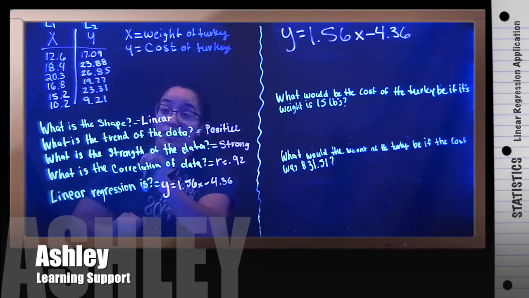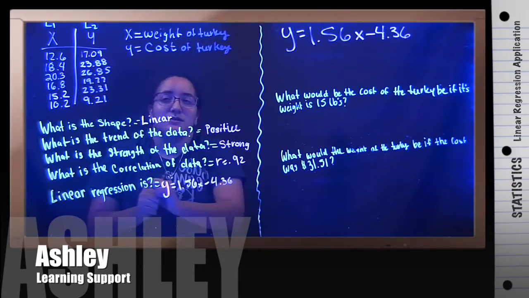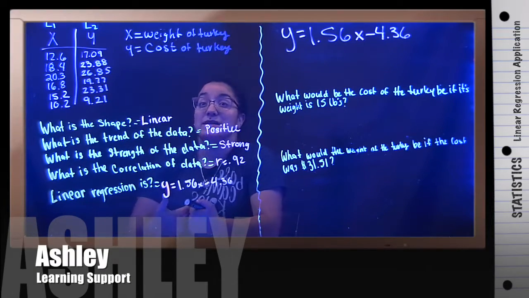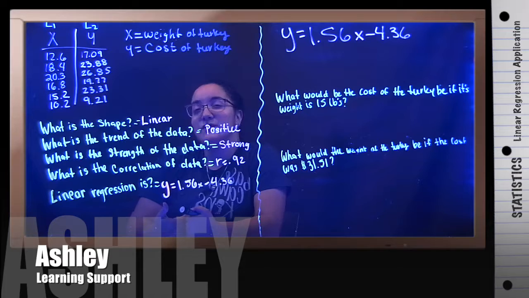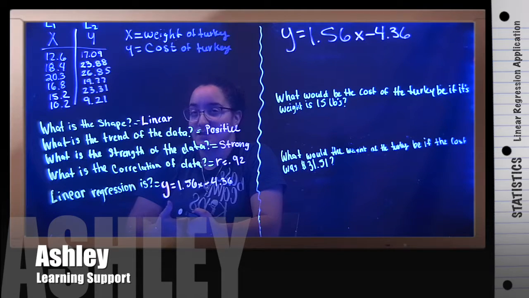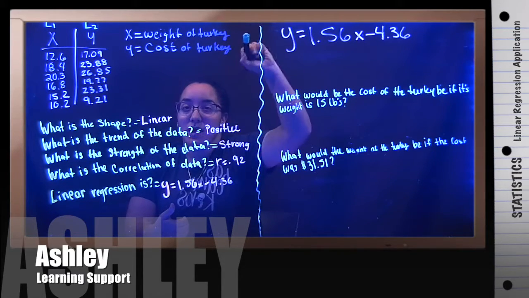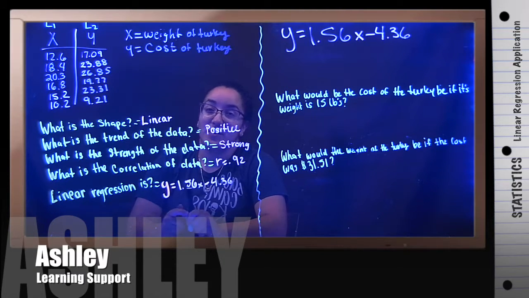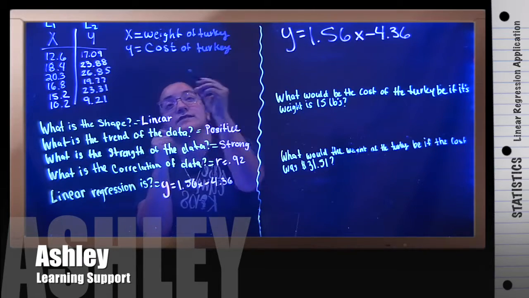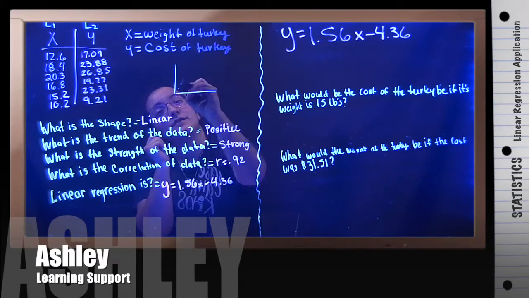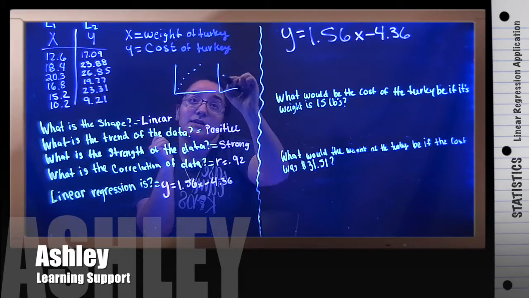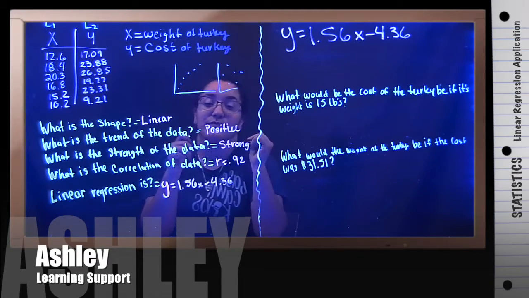And as you're looking at your graph, you want to see the shape of it. I already did this, so if you look at the shape, it is linear. And if you look at the trend of the data, it's positive, because you can tell it's going up. Now you can tell the strength of it is very strong, because if you look at the dots on the graph, they're very close together. They're not spread apart like this.